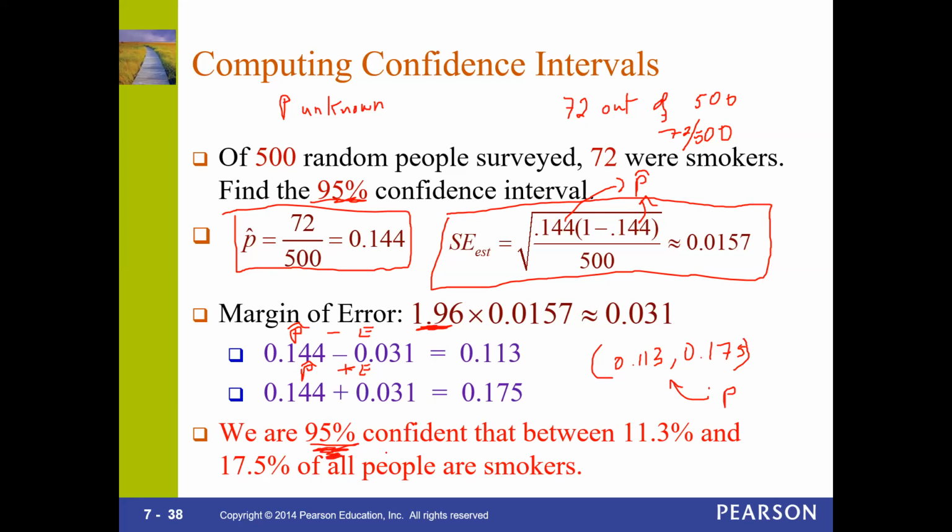Okay, I can say I'm 95% confident that between 11.3% and 17.5% of all people are smokers. You can also say that as well.